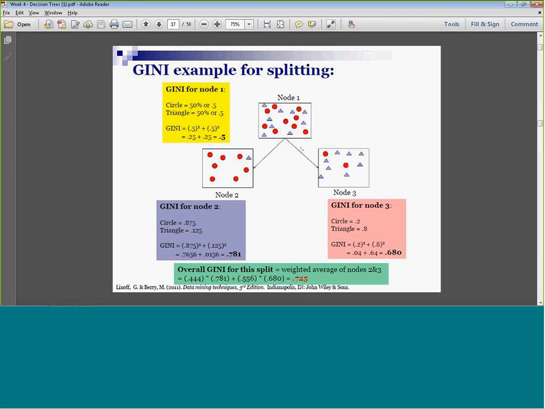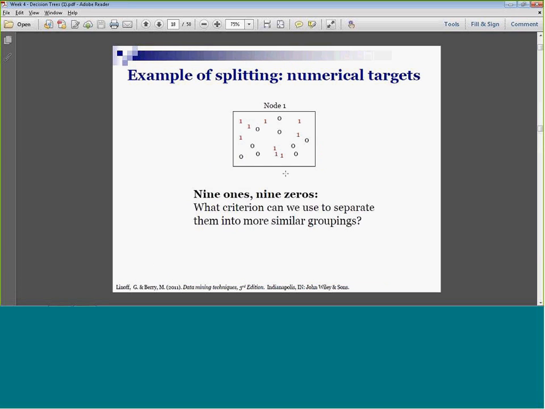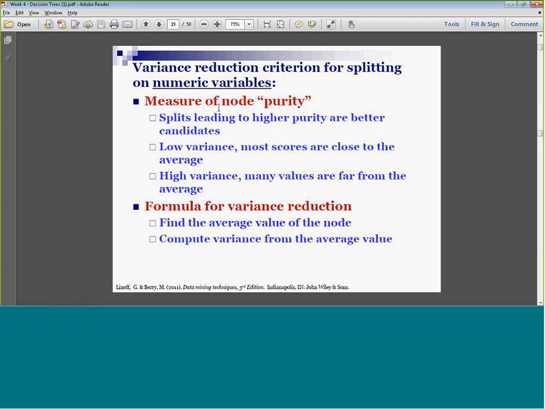What if we were split? These were categorical. These were shapes, right? Either a circle or a triangle. What if we were doing numbers? What if we had 9 ones and 9 zeros? Numbers. Okay. What criterion do we use to separate? Well, we still have to come up with a measure of node purity. We still want the split that leads to higher purity. Those are better splits than the ones that don't.